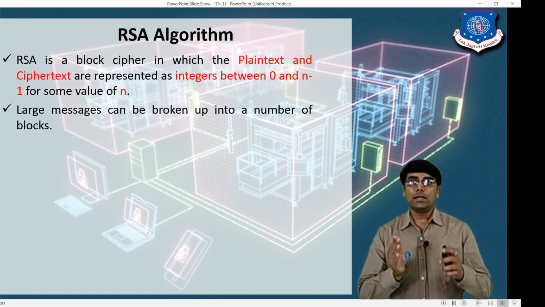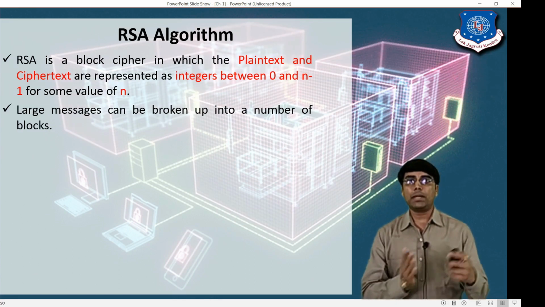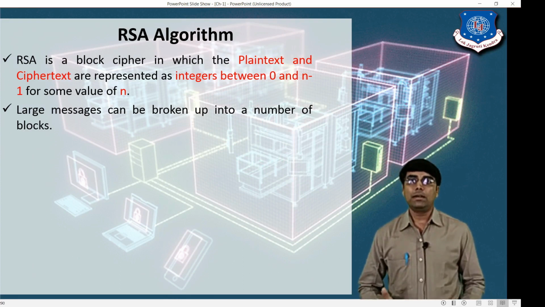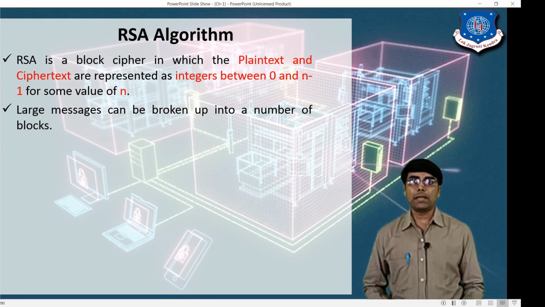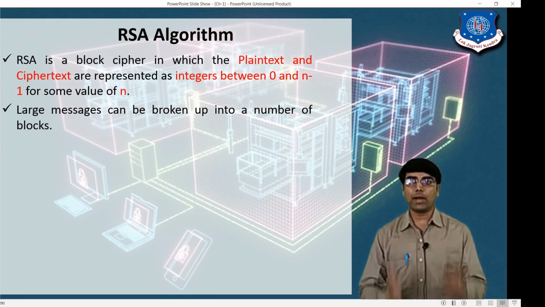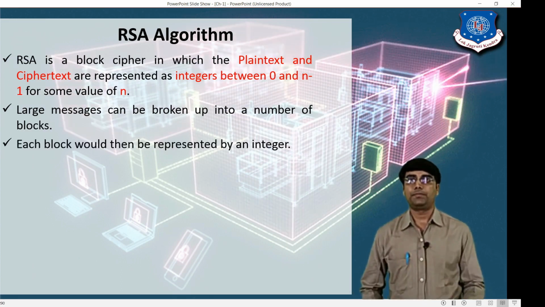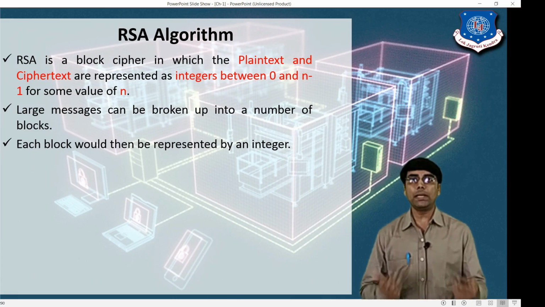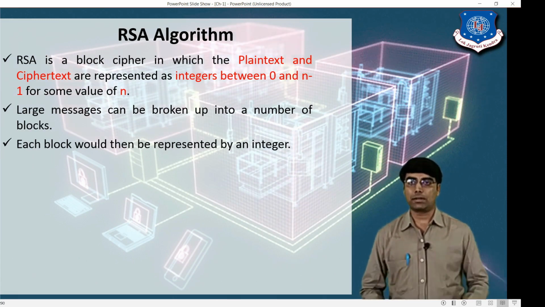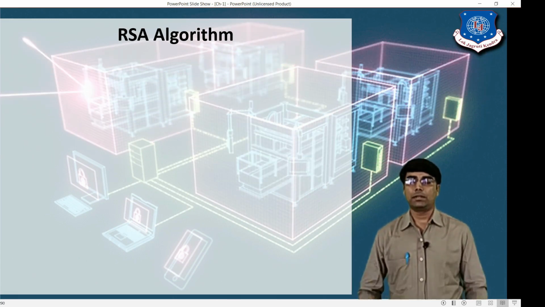Here a large message can be broken up into a number of blocks. Again, if your plain text is very large, you have to divide the large message into a number of blocks. Each block would be represented by an integer. It should be an integer.